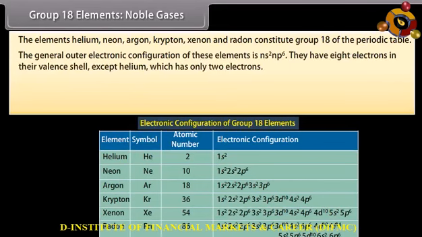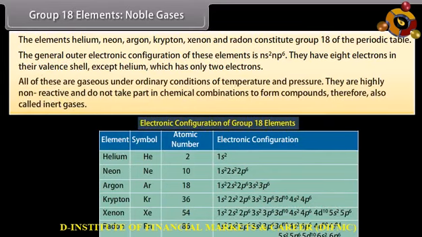The general outer electronic configuration of these elements is ns2np6. They have 8 electrons in their valence shell except helium, which has only 2 electrons. All of these are gaseous under ordinary conditions of temperature and pressure. They are highly non-reactive and do not take part in chemical combinations to form compounds, therefore also called inert gases.